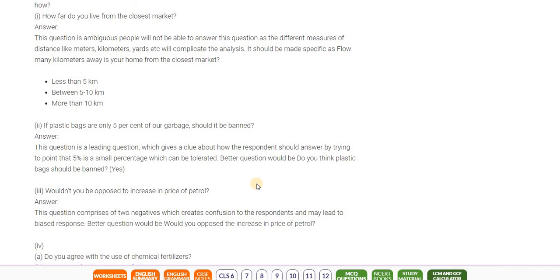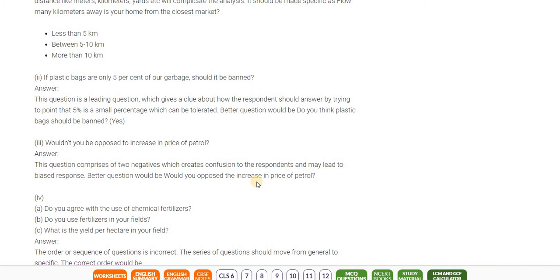Would you not be opposed to an increase in the price of petrol? This question is also a negative question which creates confusion. You can ask like, would you oppose an increase in the price of petrol? Okay, then it will be easy. They can give the answer as yes or no.